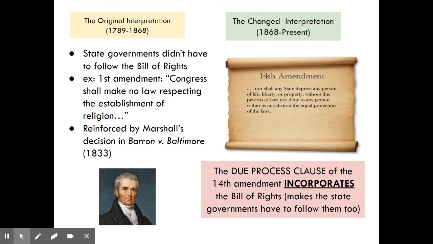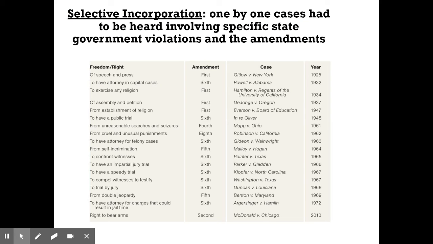However, it's not like you magically wave a magic wand and the states automatically have to start protecting all these things. What happens is a process called selective incorporation, where one by one citizens or groups have to accuse states of violating a particular right found within the Bill of Rights. And then if the court rules in favor of that group, that freedom is incorporated, and other states would have to also abide by that in the future.